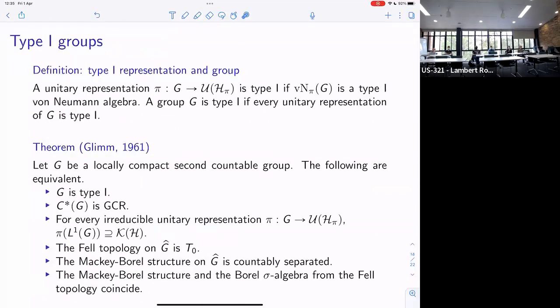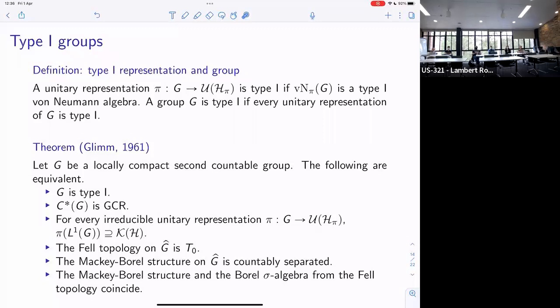Now, when we have a unitary representation of a locally compact group G, then we call that representation type 1 if the von Neumann algebra that this representation generates is a type 1 von Neumann algebra. And we say that the group is type 1 if every unitary representation of the group is a type 1 representation. And it's a famous theorem by Glimm from the 60s that a group being type 1 is equivalent to a lot of other properties about the representation theory of that group.